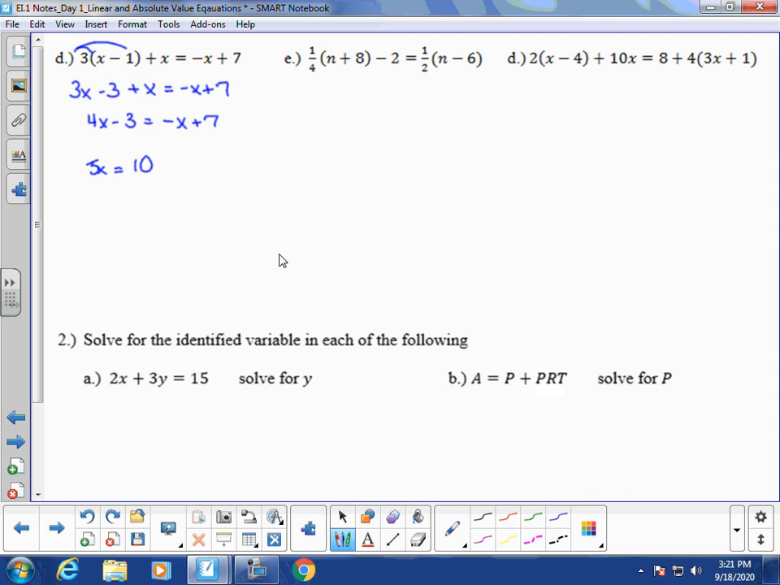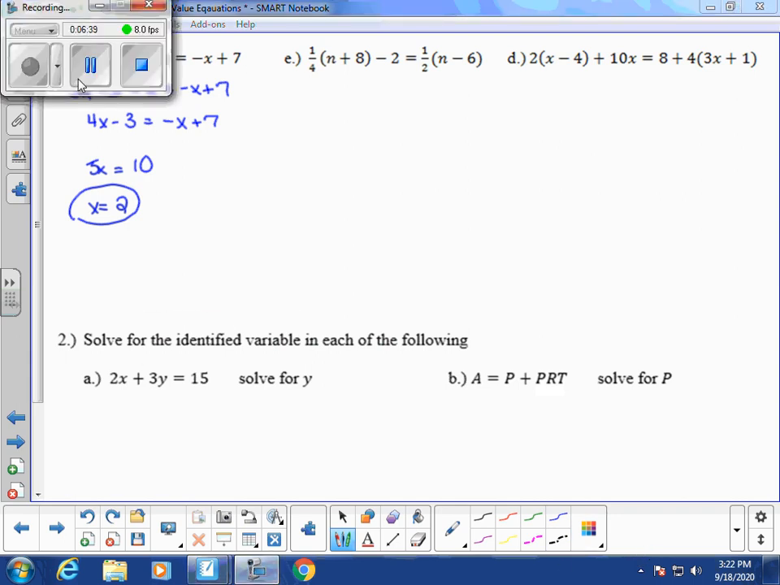And so I can simplify by getting rid of its coefficient and dividing by 5. So I'm going to divide both sides by 5, which leaves me x on the left, and then on the right, a 2. So in this case, x will be equal to 2. And again, I can check this by taking that 2 and substituting it into the equation for all the x's and seeing if this equation is going to be equal. Now let's continue on with E.